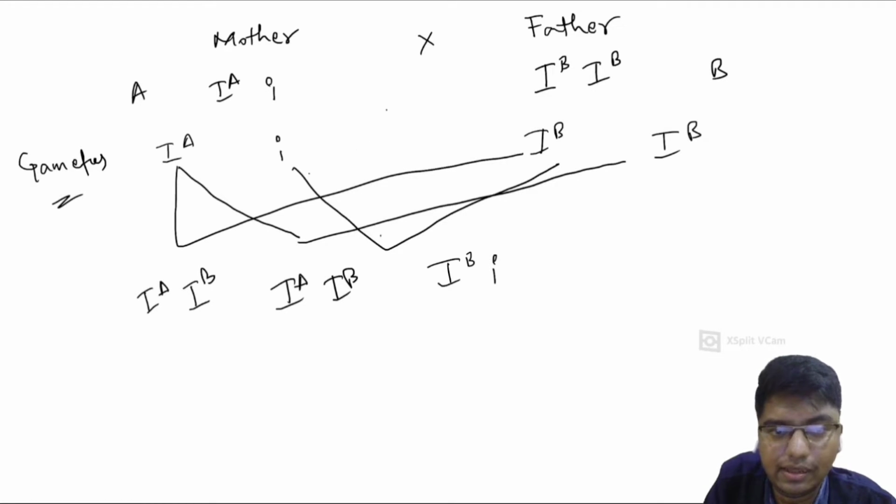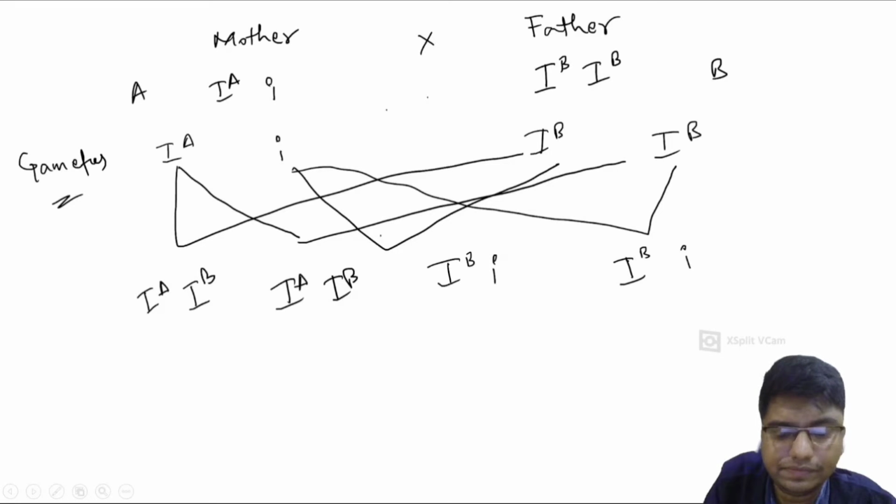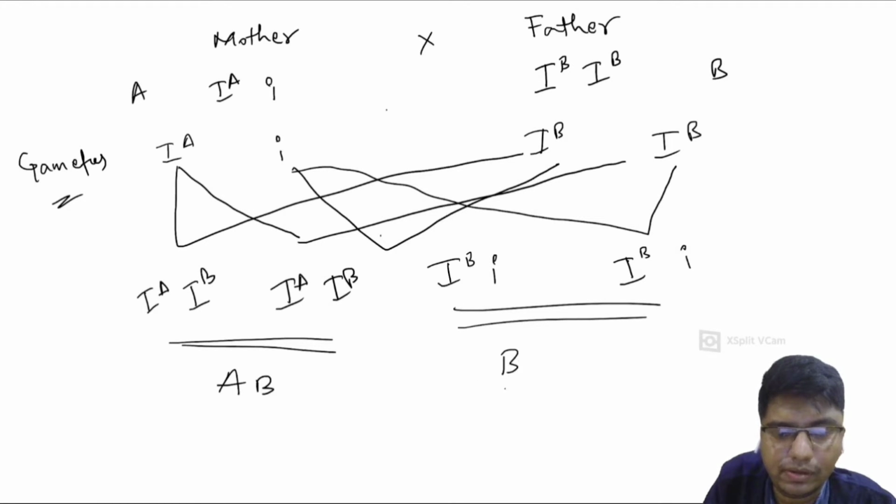And again this I and this B. So again IB and small i. Means what? These two will be AB blood group. Right? This will be B blood group. Okay, this will be B. So these are the cases.